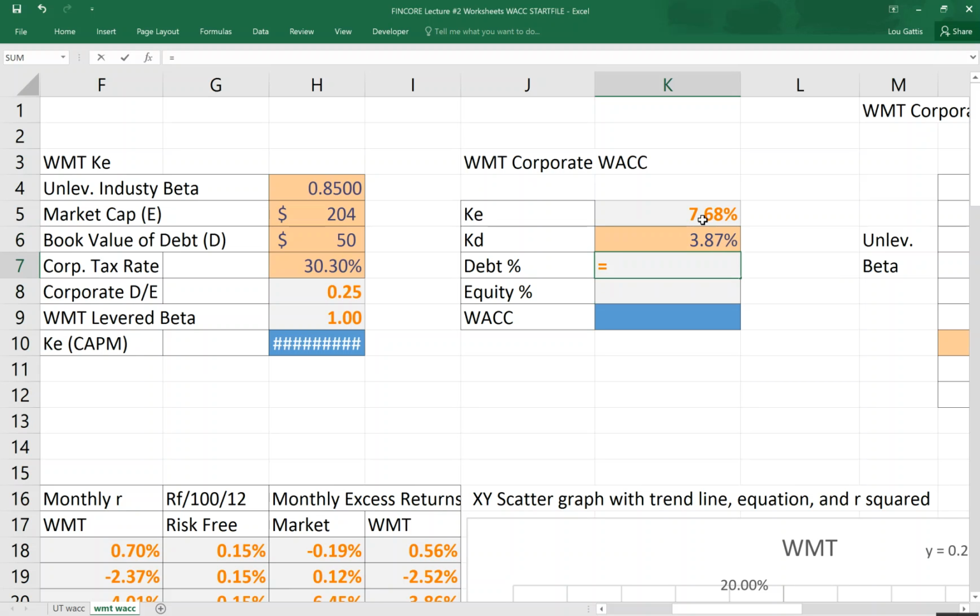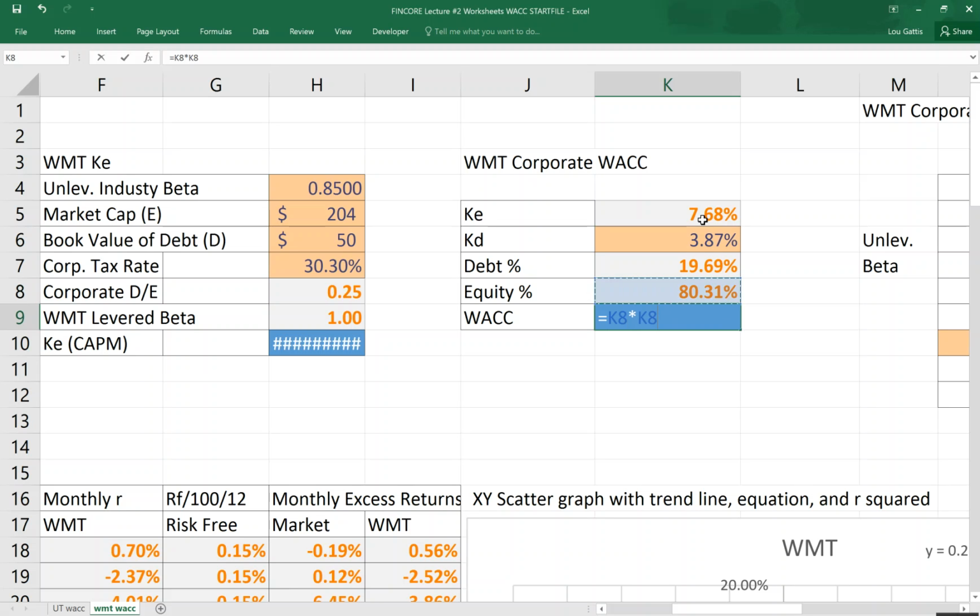I have a debt percent. I'm going to take my value of debt divided by my value of equity. I'm sorry, take my value of debt divided by the value of debt plus equity. That's the total amount of debt in financing. I'm going to take 1 minus that. So Walmart is financed about 20% with debt, 80% with equity. And now I can calculate my WACC.